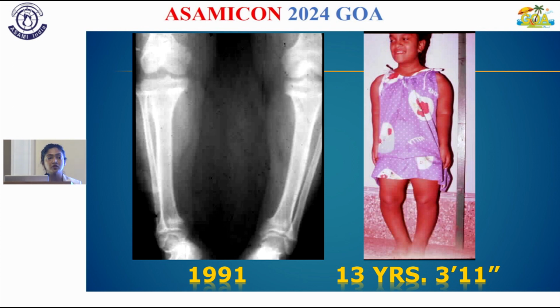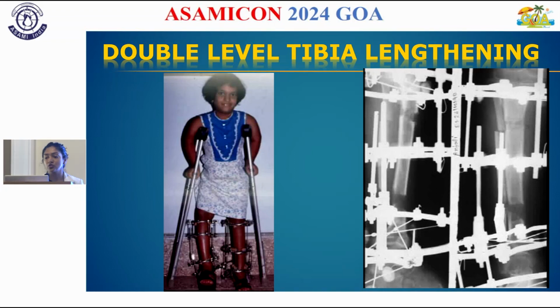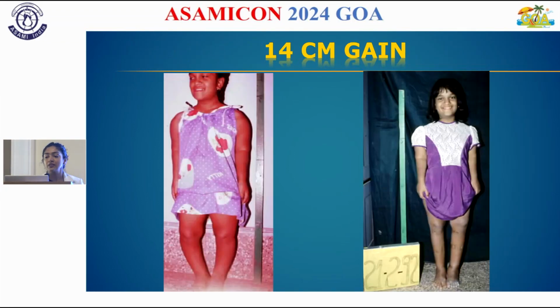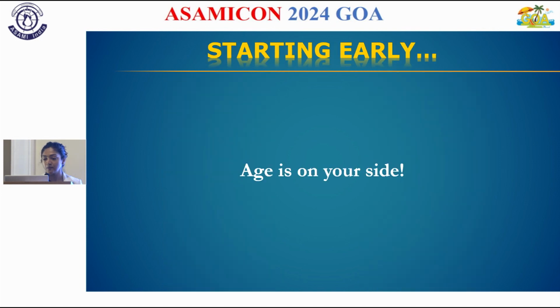This was one of the first cases at our institution. A 13-year-old girl presented in 1991 with a height of 3 feet 11 inches. Dr. Chaudhary did a bilateral bifocal tibial lengthening for her. In 13 months, she gained 14 centimeters and her varus deformity was also corrected.